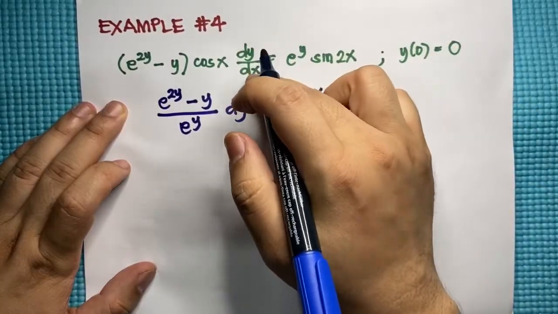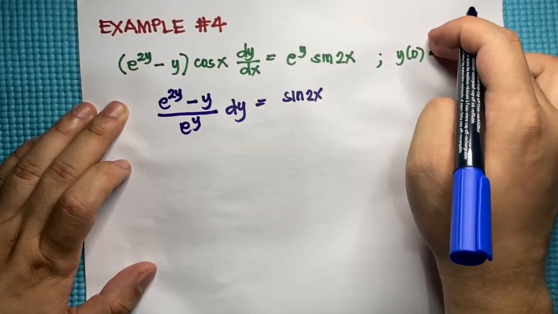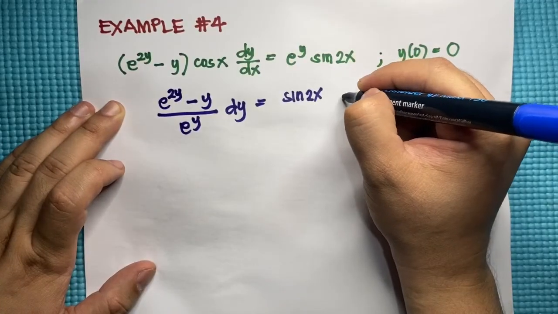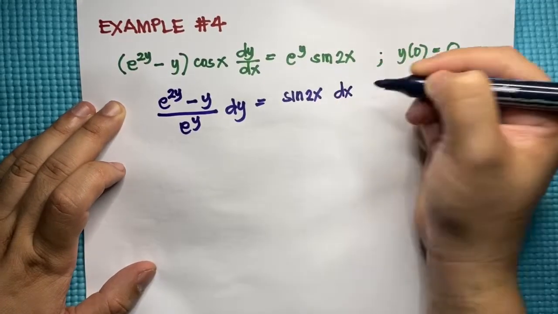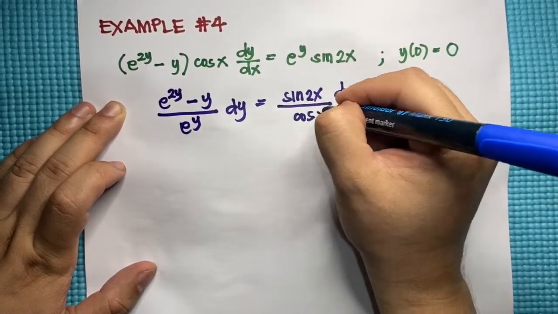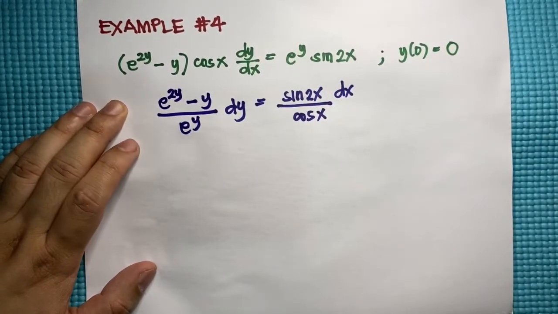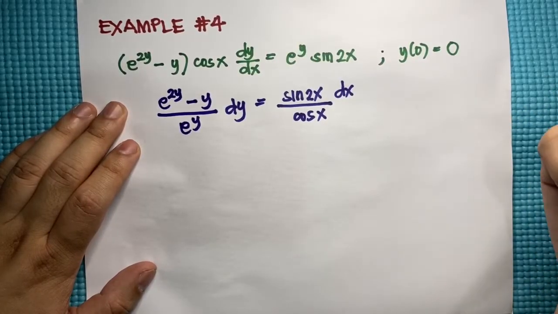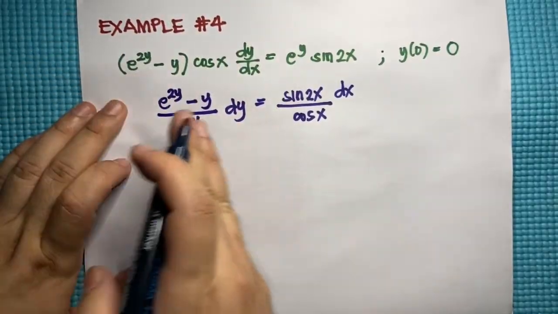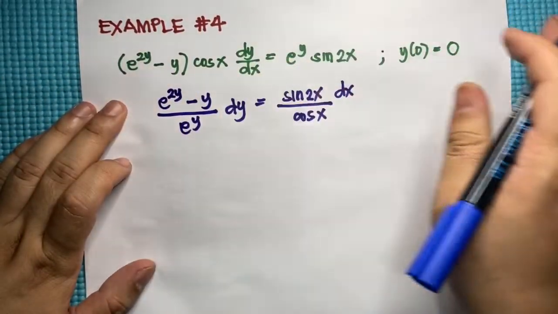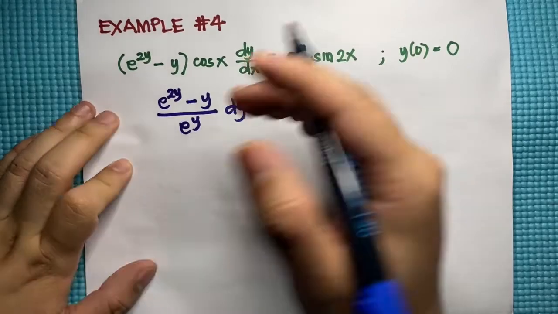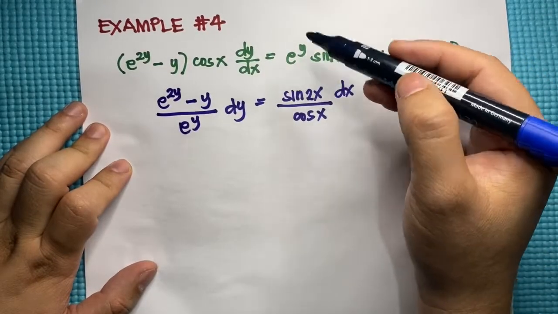Since dx is in the denominator, once we transfer it to the right-hand side it becomes a multiplication, so sine 2x dx, and then divide it with cosine x. As you can see here, we were now able to separate every y on the left-hand side and all x on the right-hand side. So our problem now is to integrate.